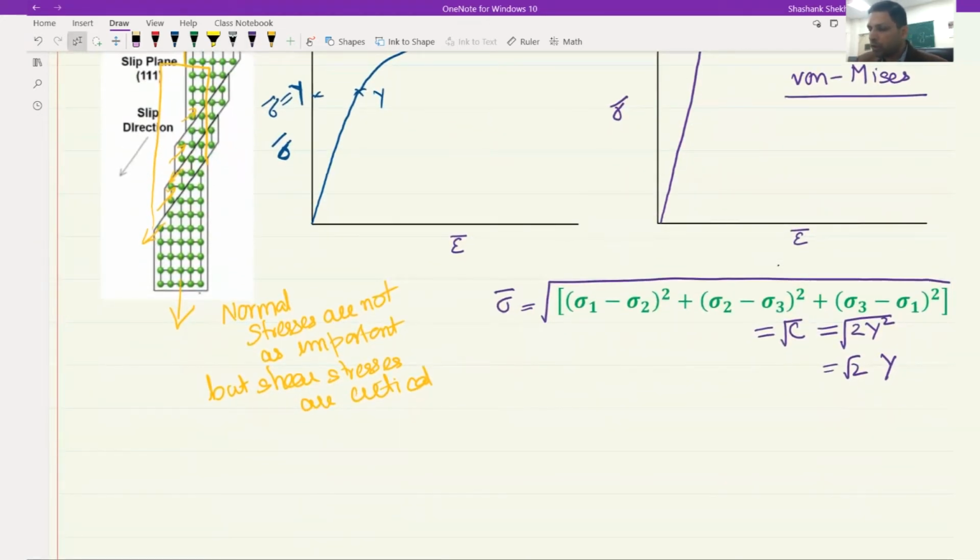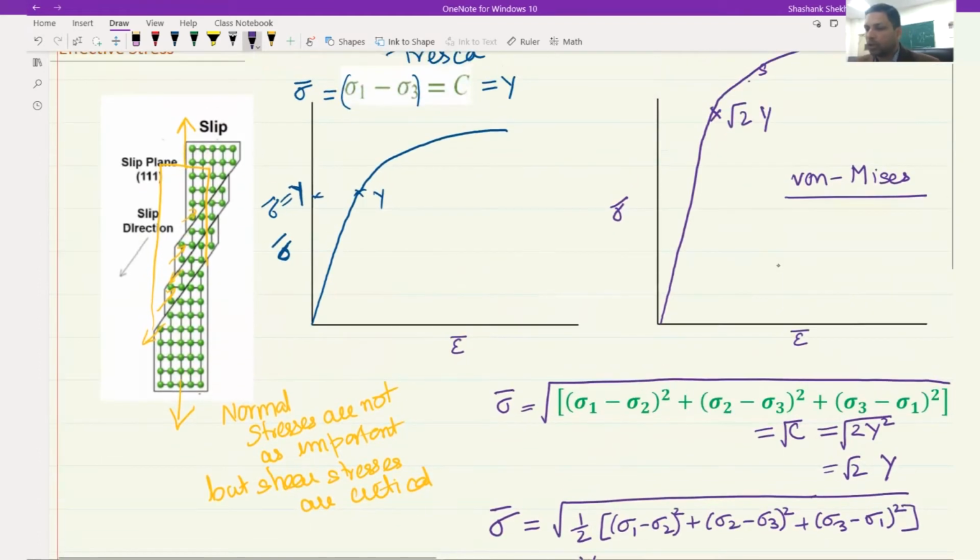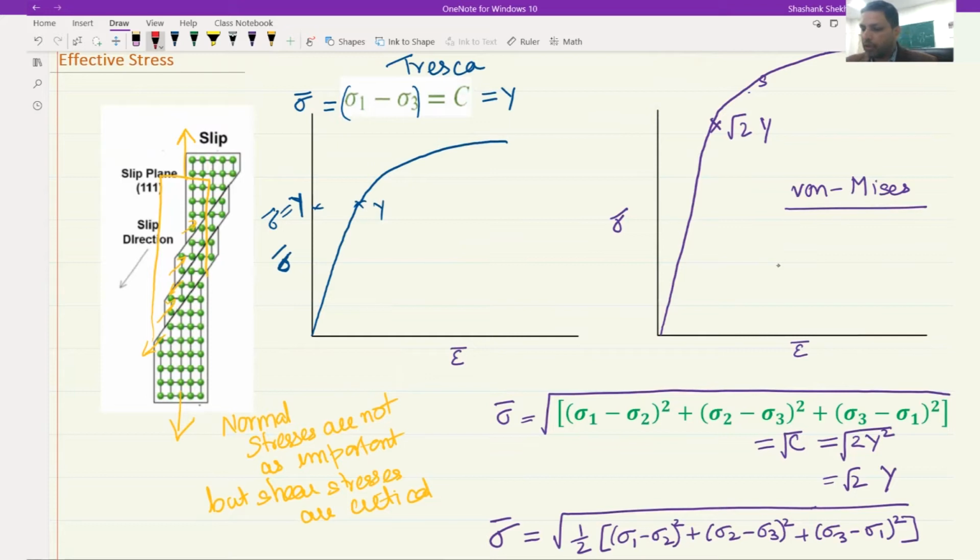So instead of this being the effective stress, why not define effective stress differently. Now if we put the values over here, the whole thing under the root is C. So this is 1/2 C, and C is equal to 2Y square. So overall, if you put in the values in terms of Y, it comes out to Y. And now this plot also translates to the same as on the left.